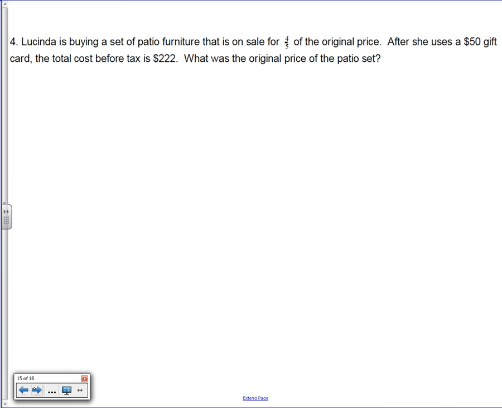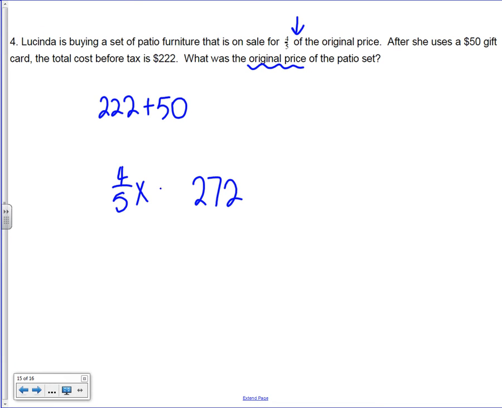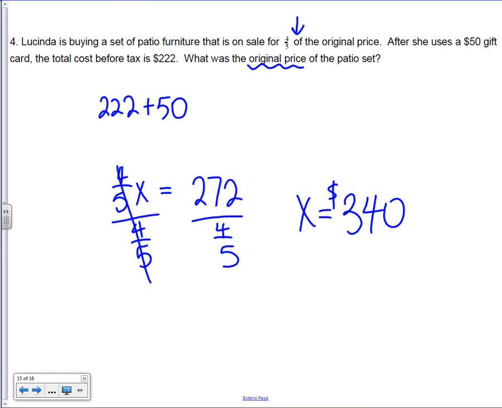In number 4 here, I'm trying to find the original price. Okay, the original price of the patio set. Well, it was $222 after she used a gift card. So I better add on that $50 from my gift card, and I get a price of $272. But this is 4/5 of the original price. Well, 4/5 means to multiply. And I don't know the original price, so I'm going to use x. So to isolate our variable here, we'll divide by 4/5. And I get an original price of $340.